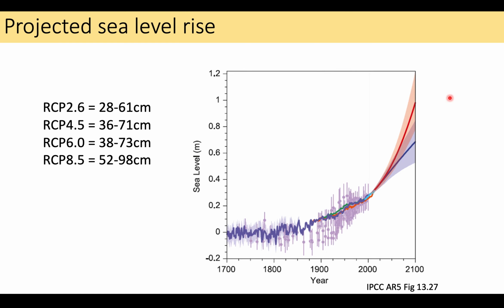This is a graph produced by the IPCC, the Intergovernmental Panel on Climate Change. Those that study the cryosphere, such as myself, would say that these are a bit low. Most are expecting sea level rise to be higher than 1 meter by 2100.